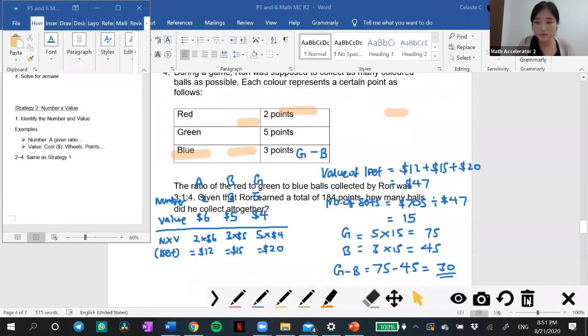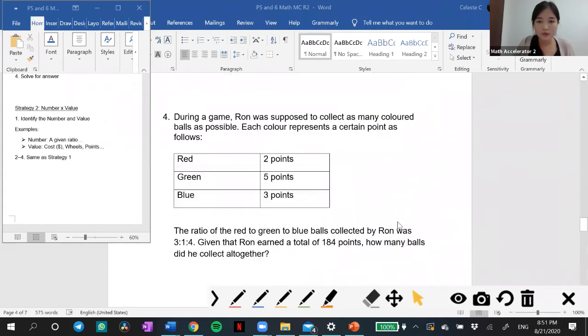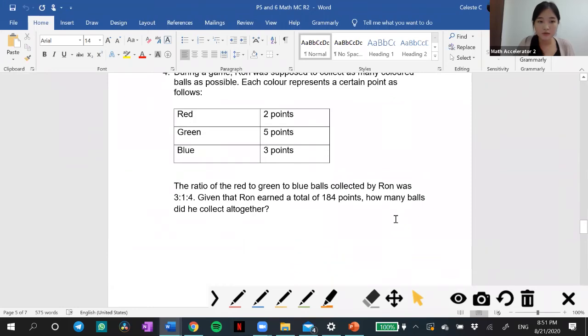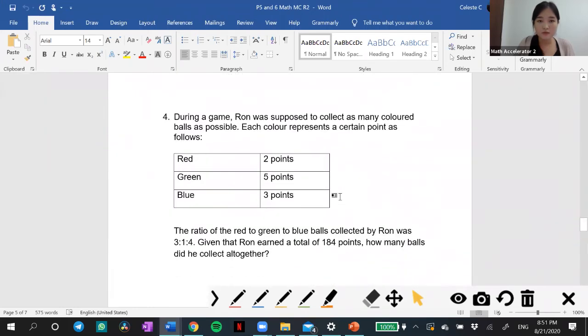Okay, question 4. Okay, try to copy a bit faster. Right. During a game, Ron was supposed to collect as many colored balls as possible. Each color represents a certain point as follows. Okay, so they give you a table here. The ratio of the red to green to blue balls collected by Ron was 3:1:4. Given that Ron earned a total of 184 points, how many balls did he collect altogether?